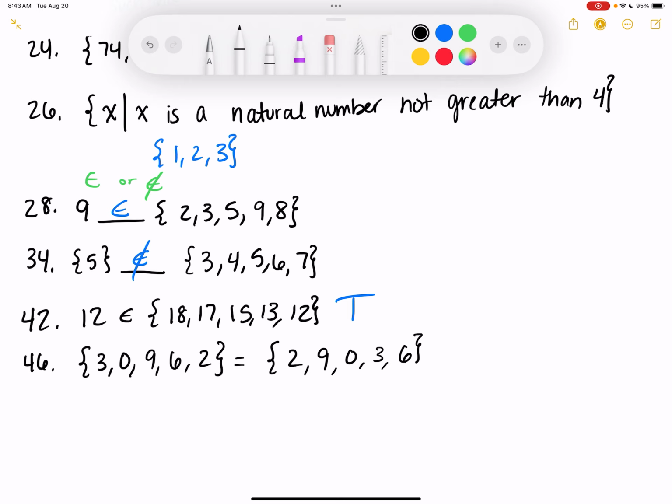But is every number in the one on the left also in the one on the right? And there's no extra numbers in either of them, right? So that means that those are equivalent even though they're not written in the same order. We can order stuff in a set however we want, so this would be true. If the one on the left had a 4 in it, it would not be true.